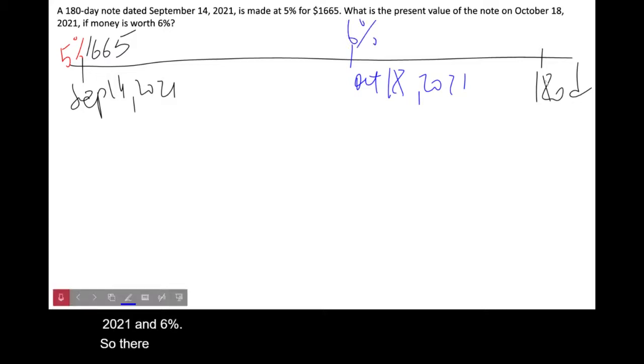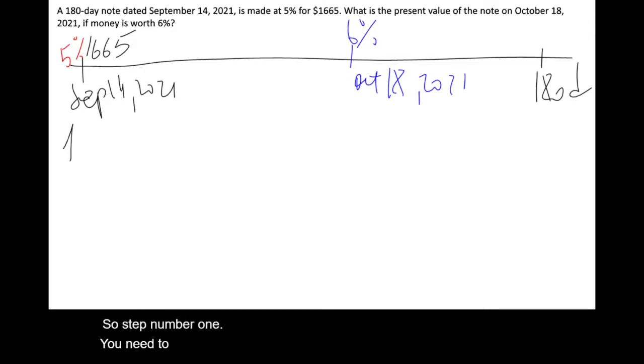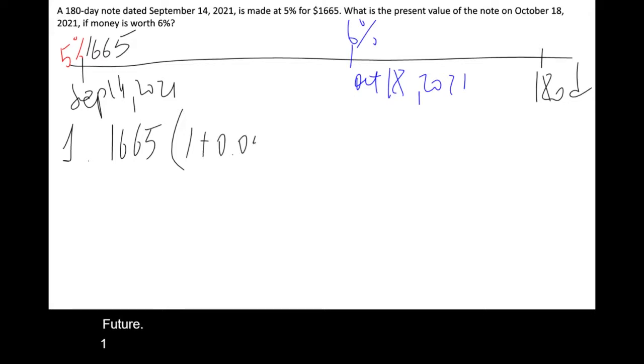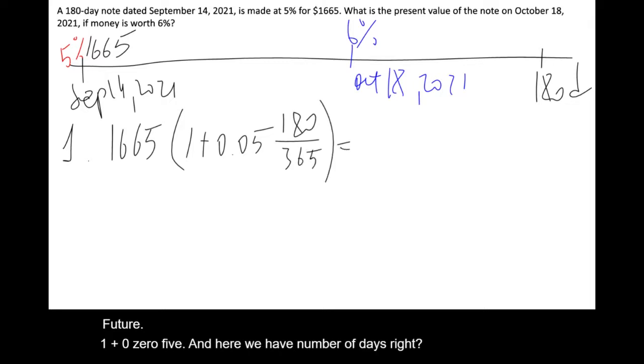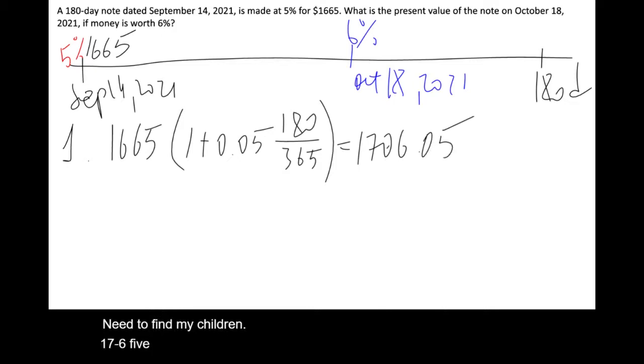So there is no need to find the due date here, right? So step number 1, we need to find the future value, the maturity value. 1 plus 0.05, 180 days. We have the number of days, right? So the maturity value is 1706.05.